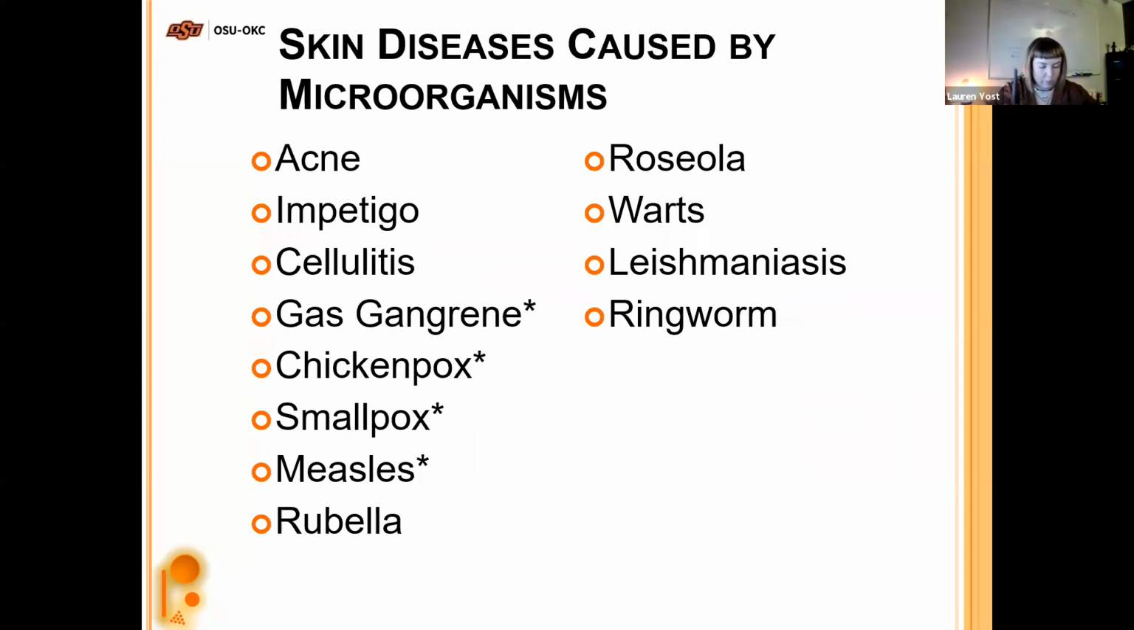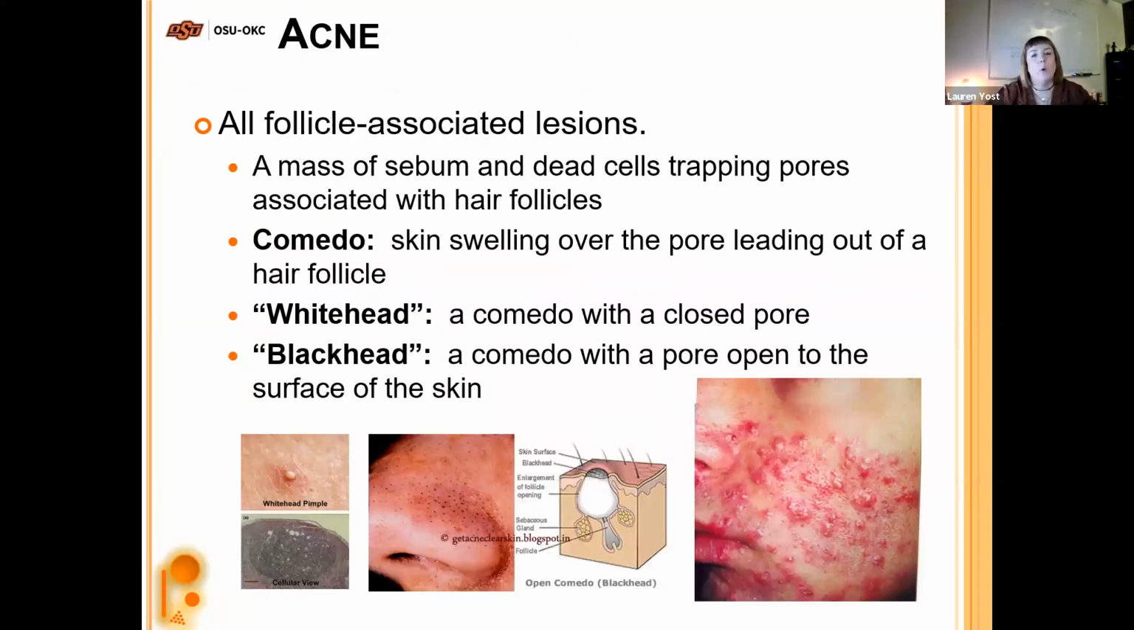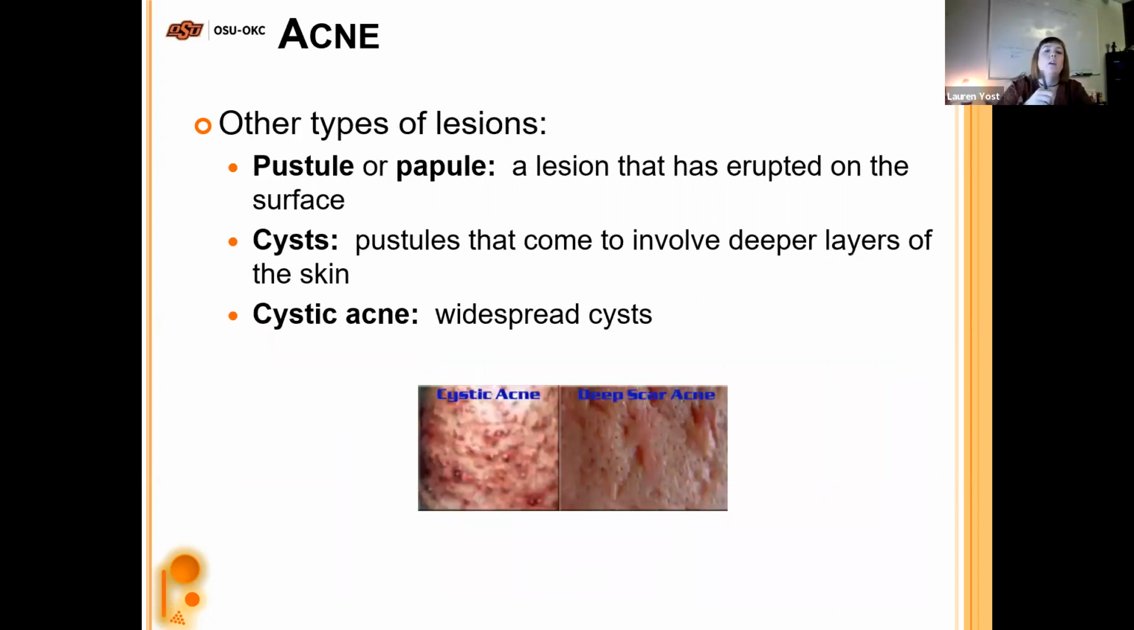And I'm not going to list them here because we're going to go through them. So we know about acne. It's a follicle-associated infection. Sebum and dead cells get trapped in a follicle, and bacteria will grow in that environment. Comedo is the skin swelling over the pore leading out of the hair follicle. Whitehead is one with a closed pore, and the blackhead is one that is open to the surface of the skin.